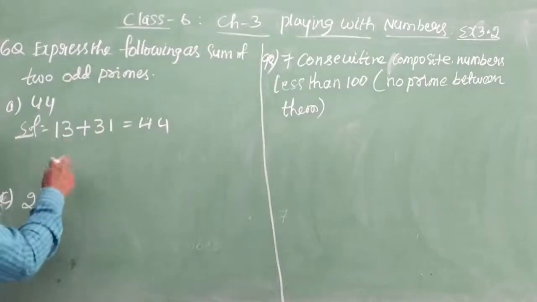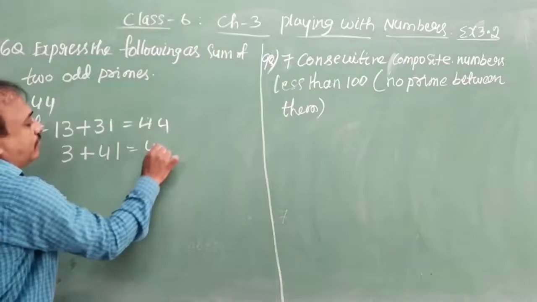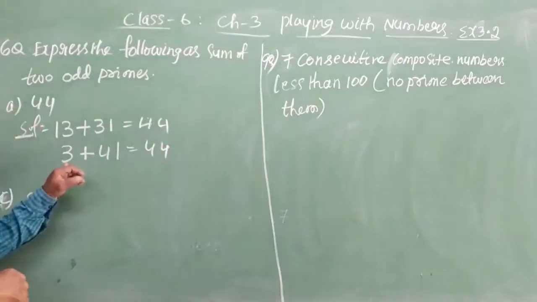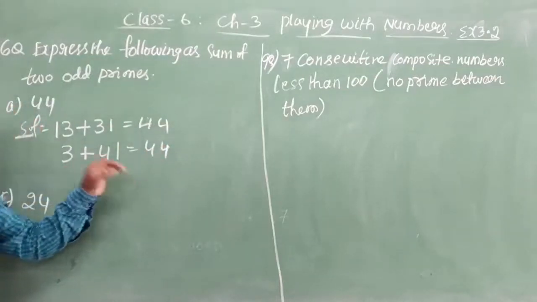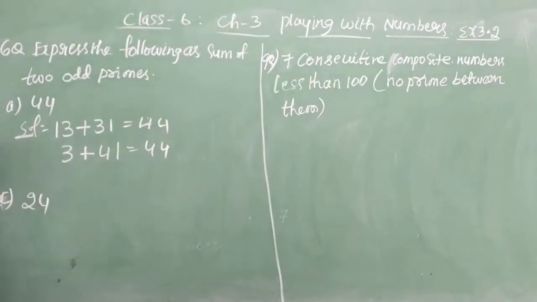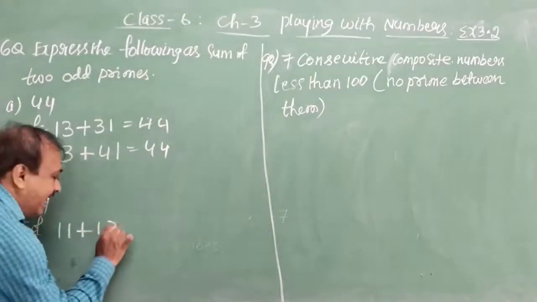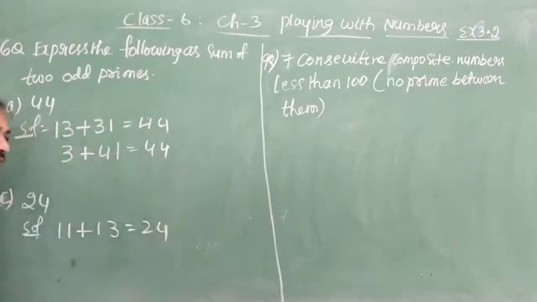Now I see 3 plus 41 is equal to 44. Here 3 is a prime number, 41 is also a prime number. Do you understand? Next, let us see 24. So 24 you have to express as sum of 2 odd prime numbers, right? If you take 11, how much you have to add? So 11 plus 13 is equal to 24.